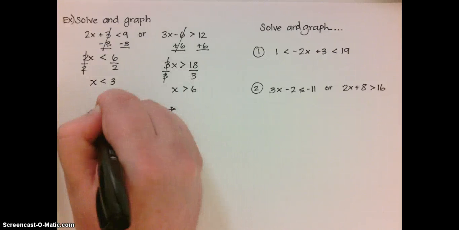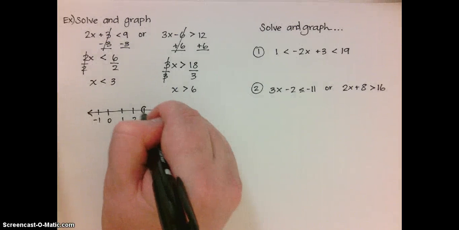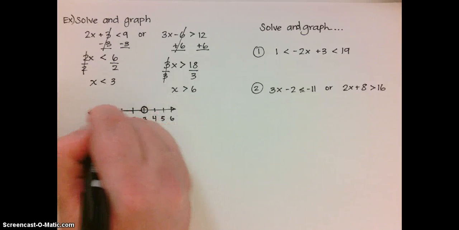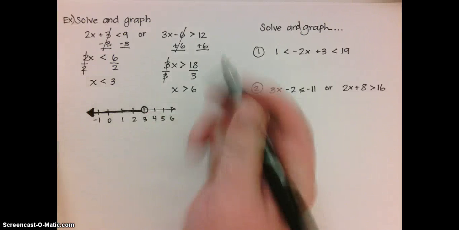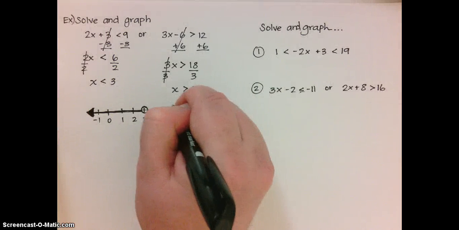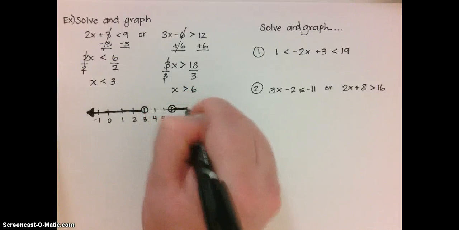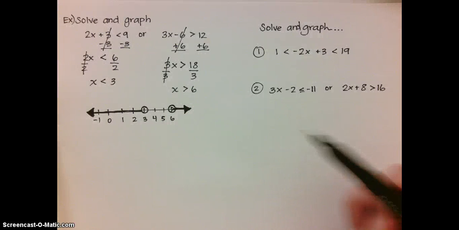Almost ran out of room again. All right, this time it is all the numbers that are less than 3. So it's going to be an open circle on 3, pointing to the left. So they're all getting smaller. But it's also all of those numbers that are greater than 6. So it's going to be going in the positive direction.